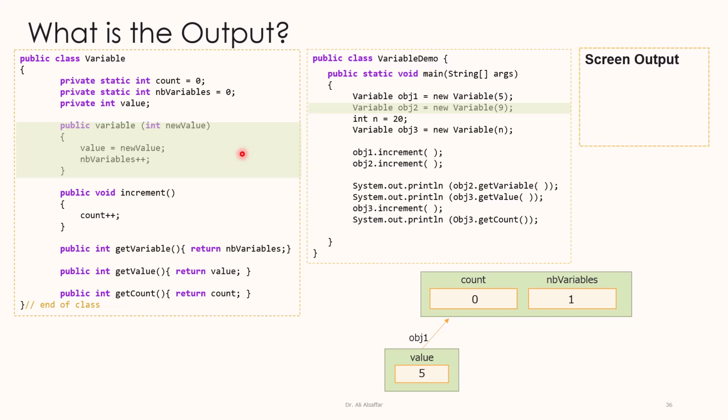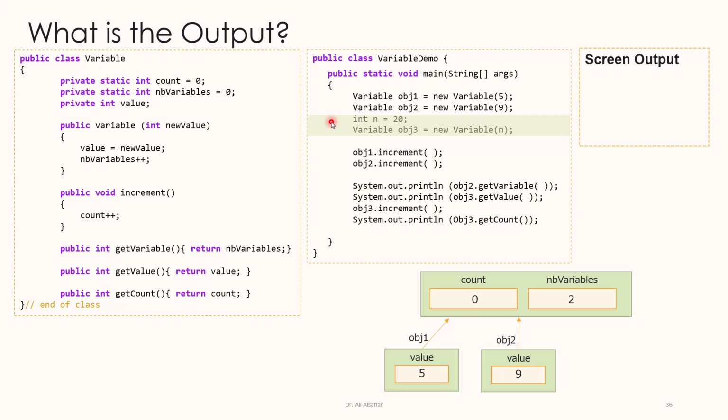To represent this change, you draw another box that represents the state of the second object, and you put the value of its instance variable inside it, which is equal to 9, and you make it point to the static variables, indicating that they are shared by this object. Notice that NB variables is updated. It was 1, now it is equal to 2.